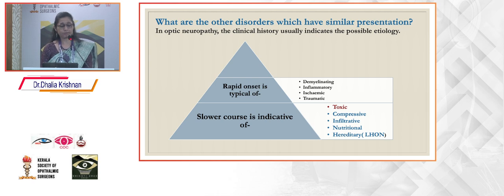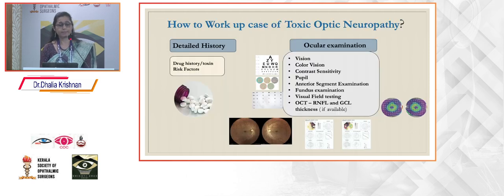For the diagnosis of optic neuropathy, the clinical history usually indicates the possible etiology. Toxic optic neuropathy, which has a slower course, has to be differentiated from compressive, infiltrative, nutritional, and hereditary optic neuropathy. To work up a case of toxic optic neuropathy, a detailed history, including the drug history, toxin exposure and the risk factors I mentioned before, is very important. Ocular examination should include vision, color vision, contrast sensitivity, pupil, fundus examination, visual field testing, and OCT examination for RNFL and GCL thickness.